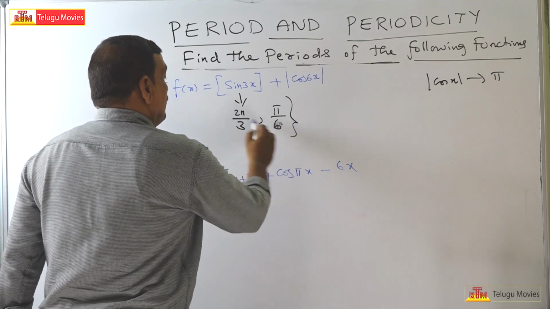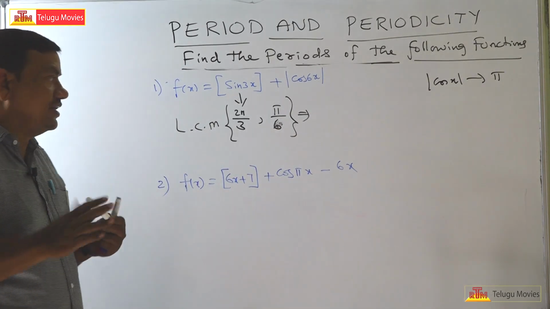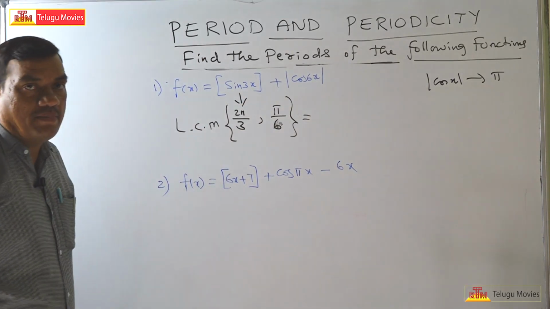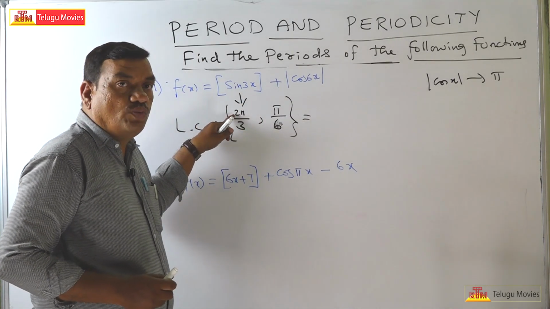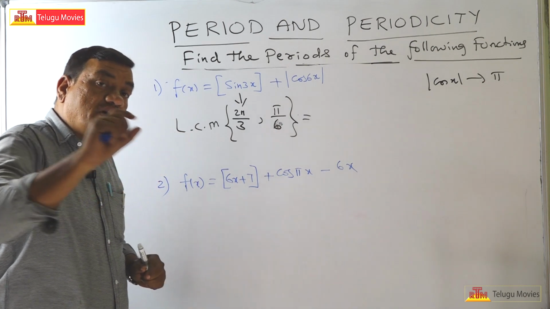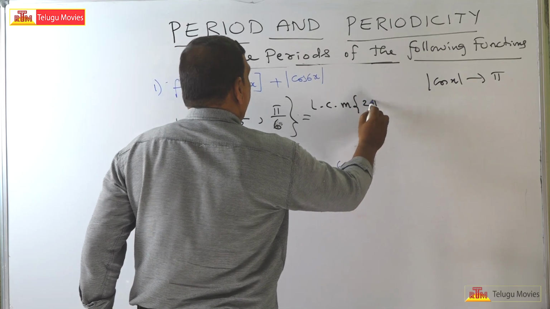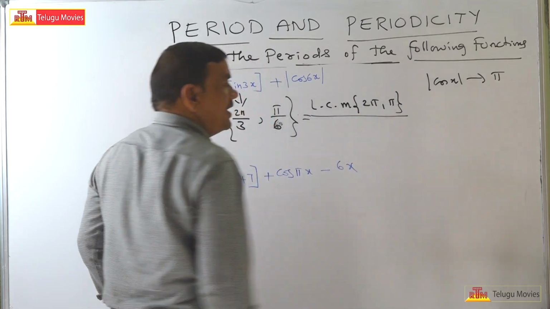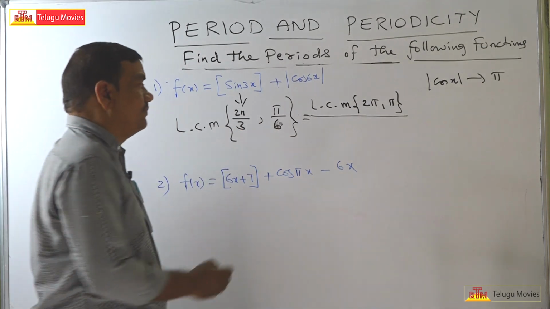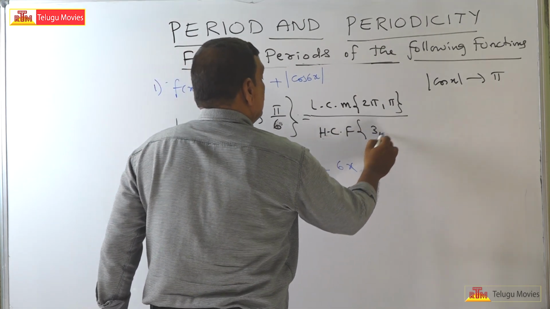For this, you have to take the LCM. Here the students will get confused: Sir, how to find the LCM of 2 pi by 3 comma pi by 6? Here the numerators are 2 pi and pi, the denominators are 3 and 6. For the numerator terms take the LCM, that is LCM of 2 pi and pi, divided by, for the denominator terms, the HCF or GCD of 3 comma 6.